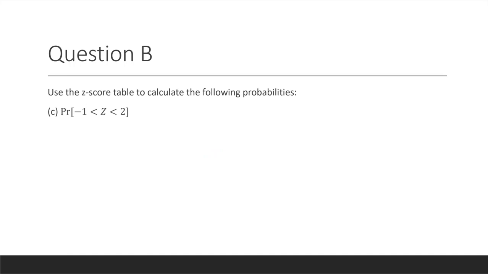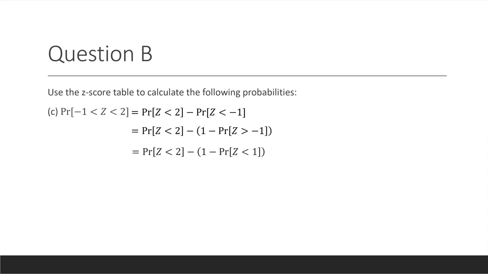To compute this, we do the probability that z is less than 2 minus the probability that z is less than negative 1. Then this is the probability that z is less than 2 minus, over here, we're computing things as we just did in part B. So by symmetry, we're able to replace this probability that z is greater than minus 1 with the probability that z is less than 1. And then using the table, we get 0.8185.